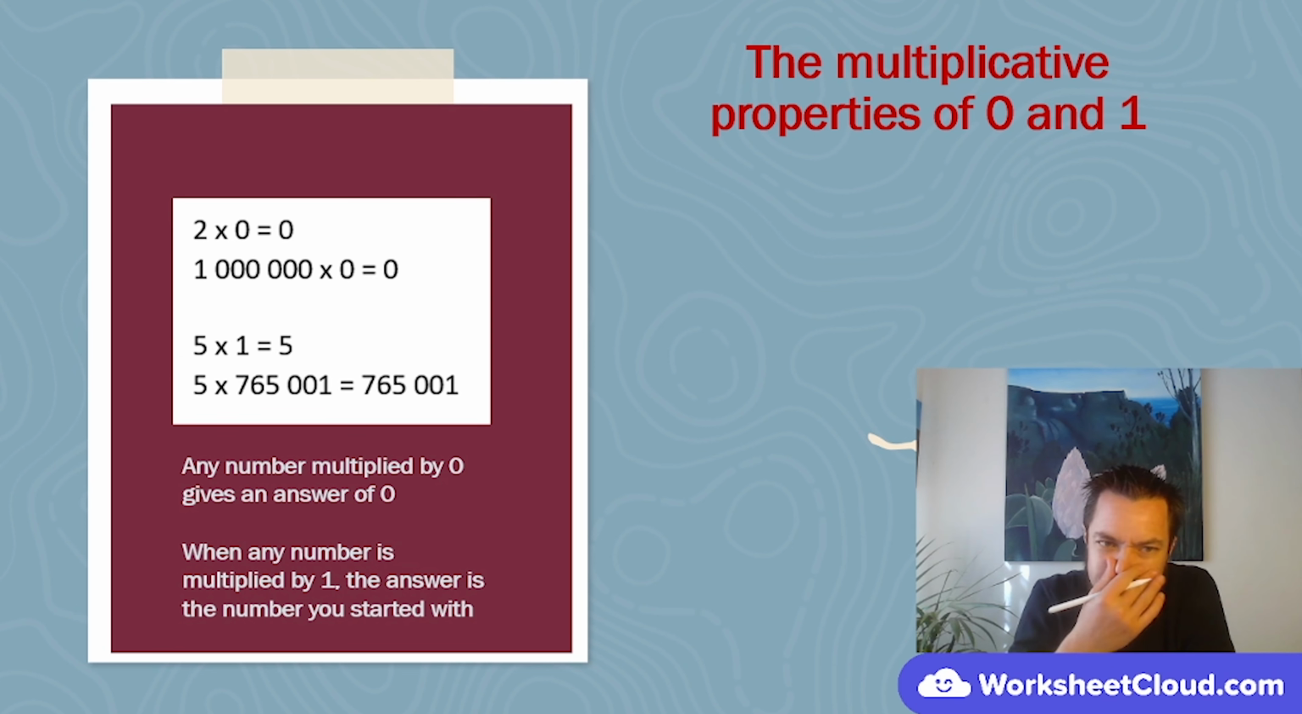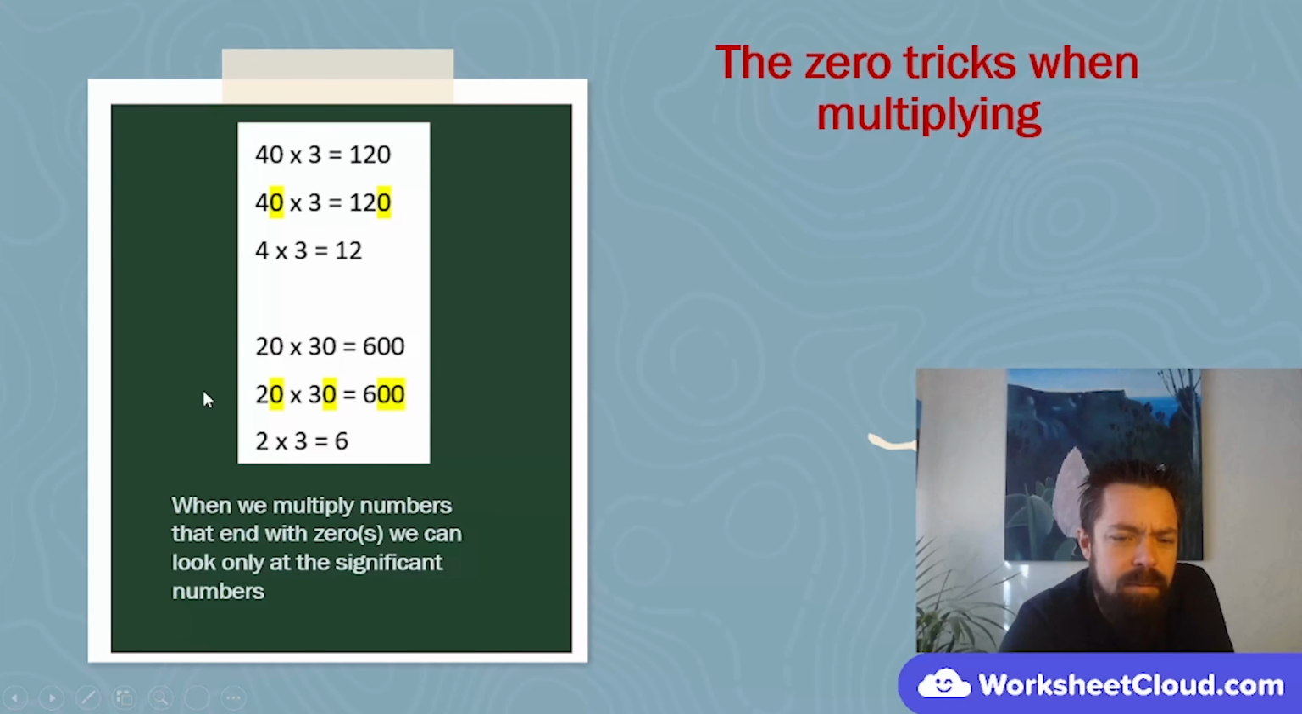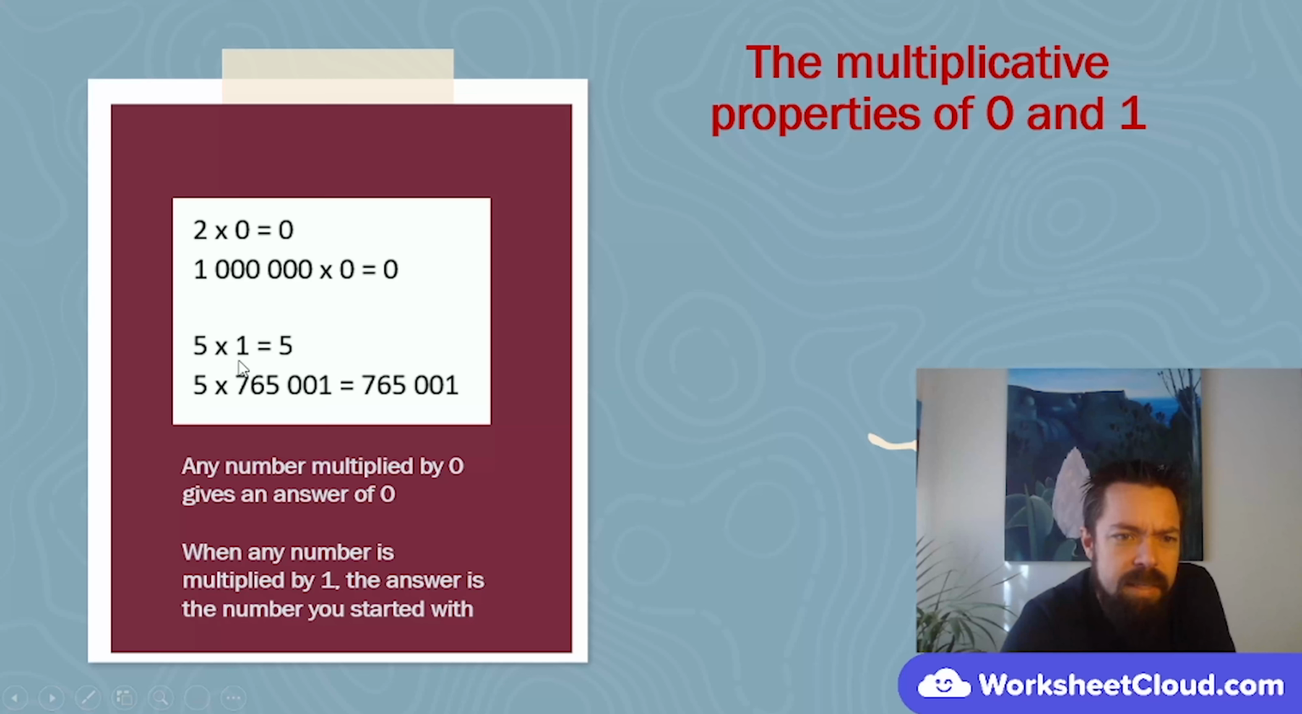Next one, 5 times 1 is 5. 5 times 765,001 is 765,001. In other words, anything multiplied by 1 is the number you started with. Oh, that's supposed to say 1 over there. Whoopsie, that's a mistake. So it should be 1 times 765,001. Please ignore that. Oh, even teachers make mistakes. All right.